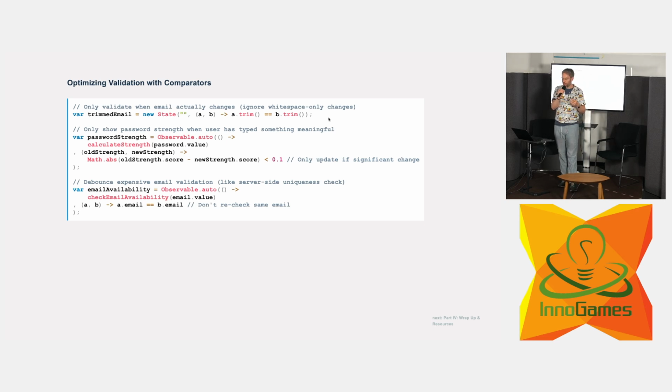Or you have, for example, an expensive call to your backend server to check for email availability, and you want to make sure that the user does not submit the same email twice or just meaningless information, so you don't want to bother the server too much. You can use a comparator and some checks to only activate your side effects when it's actually meaningful.